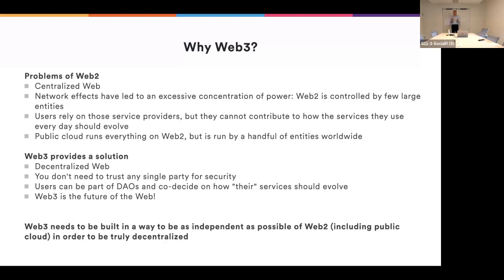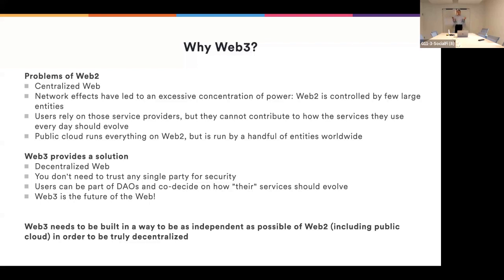And for example, public cloud runs everything on Web 2, but itself is run only by a handful of large public cloud providers. Now Web 3 tries to provide solutions, having a decentralized web, removing those single points of failure, single points of trust, so that we don't need to trust a single party anymore, yet have security. And the idea is also that users, when being part of DAOs in Web 3, can co-decide on how their services should evolve. That's one of the important things of Web 3: don't trust single parties and also involve the users more, for example with DAOs, in the evolvement of services that they use every day.